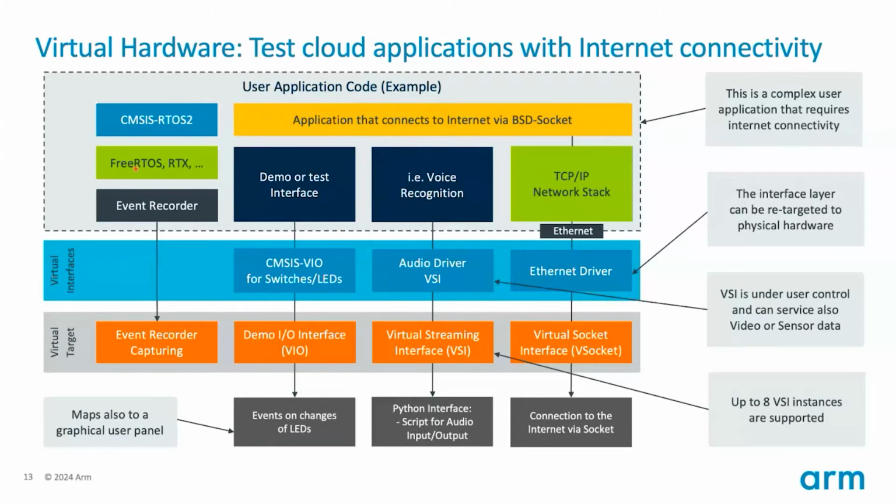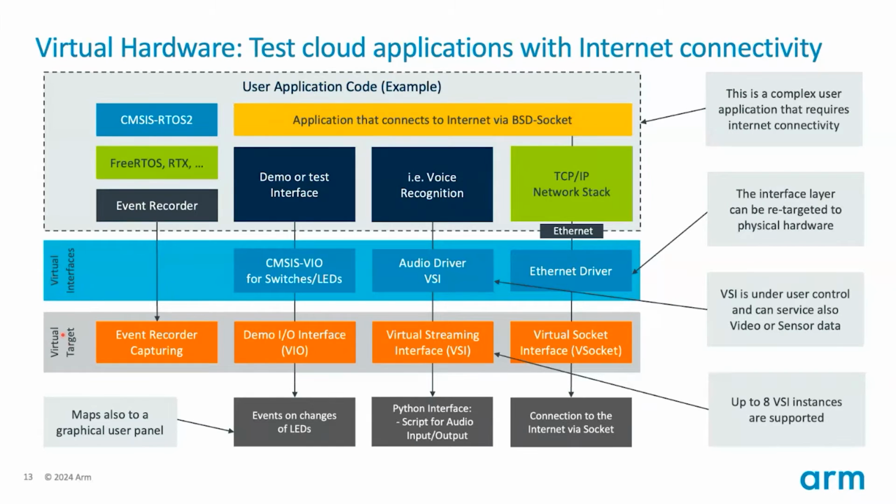Here on the top, you have your application that is, for example, using the CMSIS RTOS 2 API with, for example, FreeRTOS. You can incorporate our new technology, the event recorder, which is part of CMSIS View, as I was talking about before. And we have some demo test interfaces. For example, the application is a voice recognition, and of course, it needs a TCP/IP networking stack. And in between, we have the layer of virtual interfaces. So for example, CMSIS VIO for virtual IOs, an audio driver for the virtual streaming interface, and an Ethernet driver.